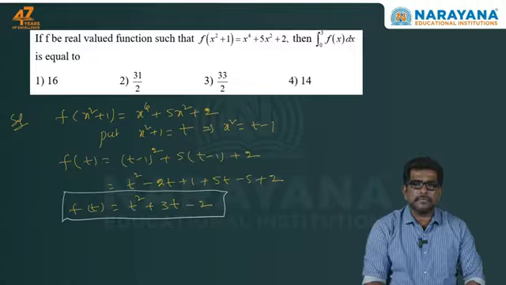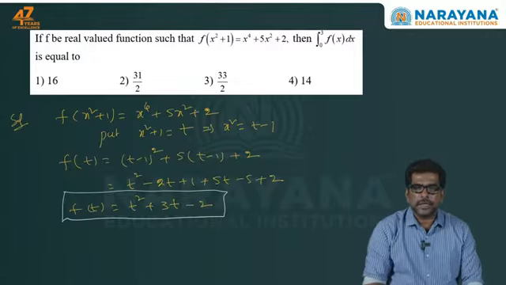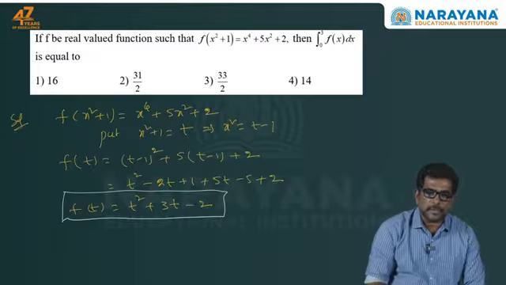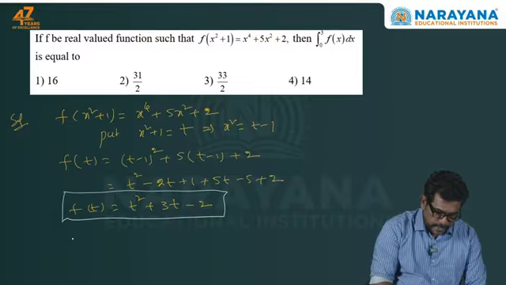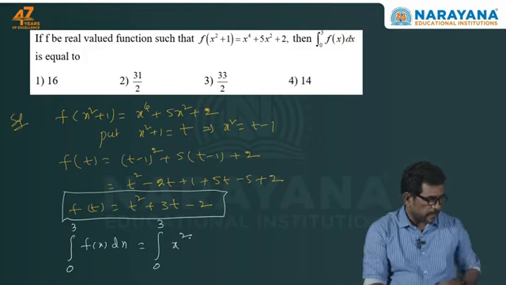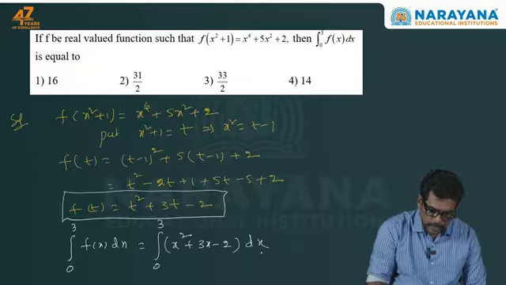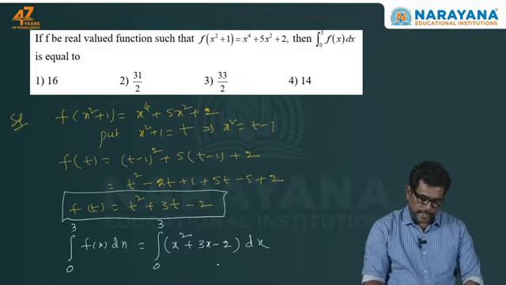Now they are asking for the definite integral 0 to 3 f of x dx. You are very familiar with this type of problems. So now, here onwards, integral 0 to 3 f of x dx is equal to integral 0 to 3 of (x square plus 3x minus 2) dx. After this, you know how we are integrating this one.